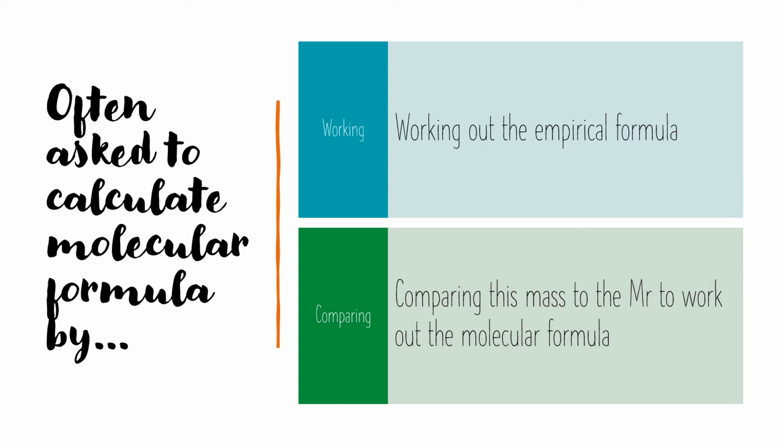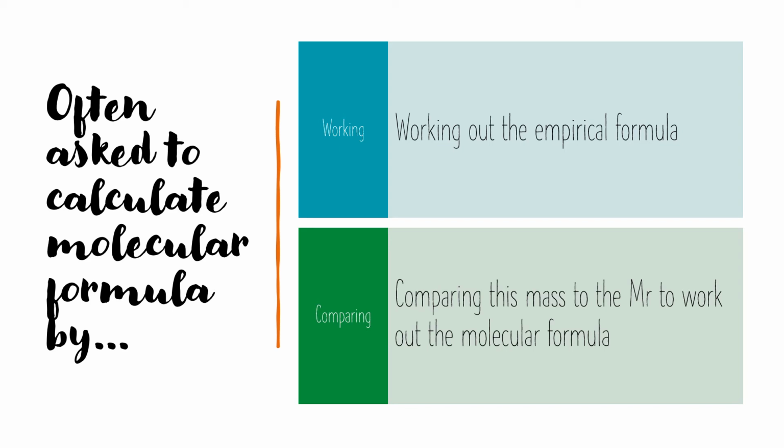You can see just below halfway down page 9, we're often asked to calculate molecular formula by doing 2 steps in the exam. The first thing is to work out the empirical formula. So they like to incorporate these 2 things in. They want you to work out the empirical formula first, and then you've got to do what we were just doing there on page 9, comparing this mass to the MR to work out the molecular formula.